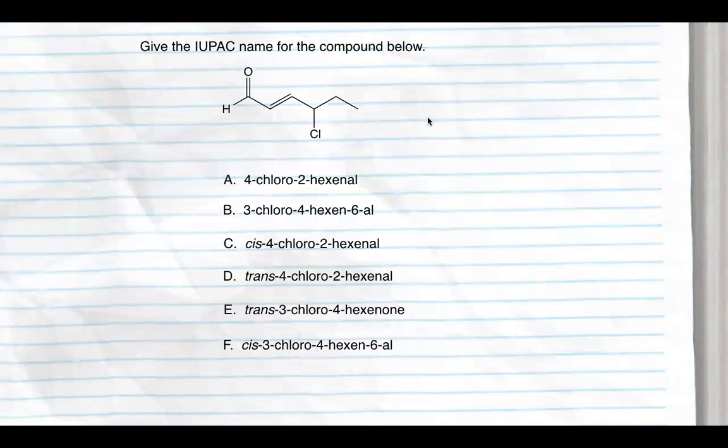Give the IUPAC name for the compound below. Yay, it's D. Trans-4-chloro-2-hexenal. So it's trans, the double bond starts on carbon 2, so that's where the 2-hexenal is from. 1, 2, 3, 4, 5, 6. And the chlorine is on carbon 4.